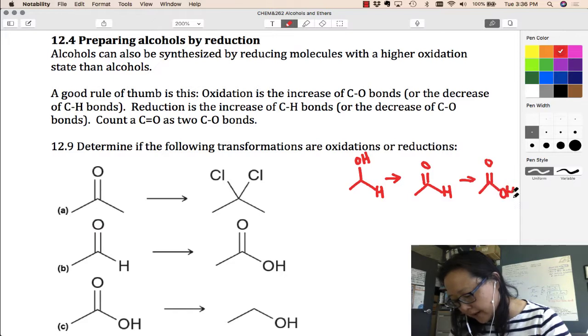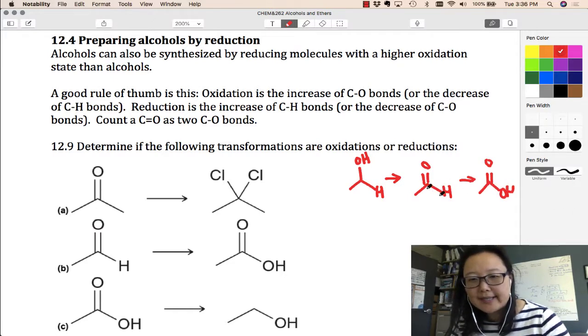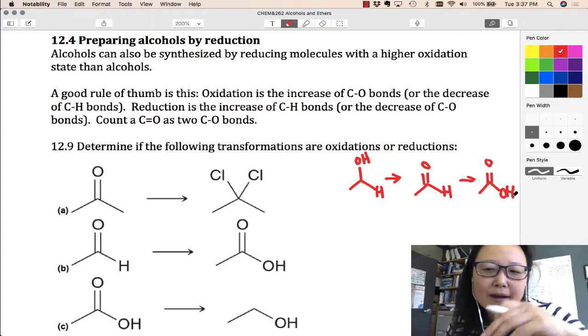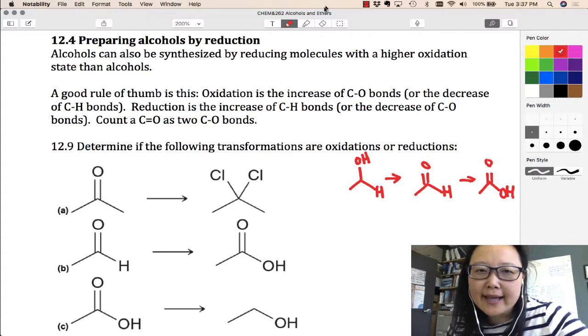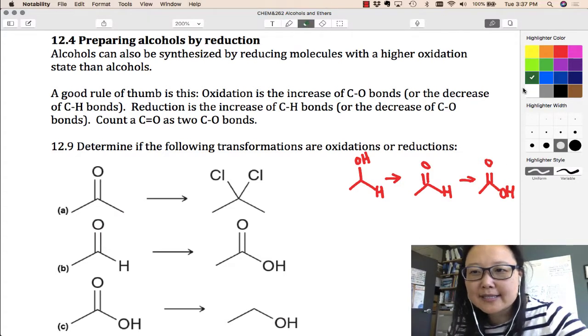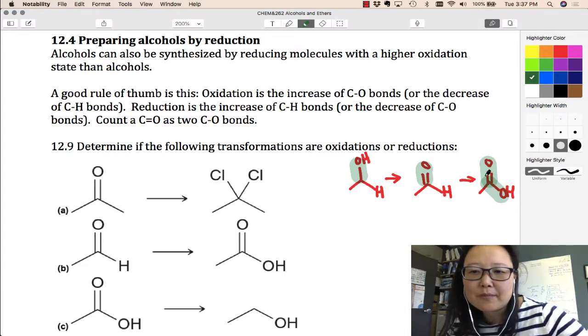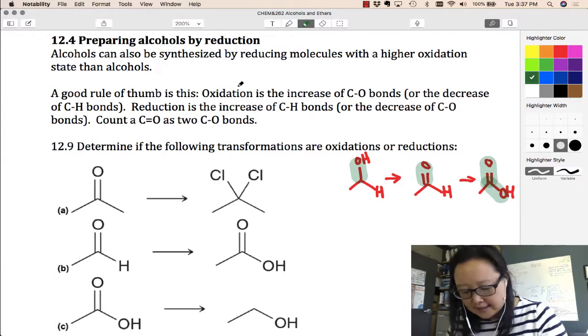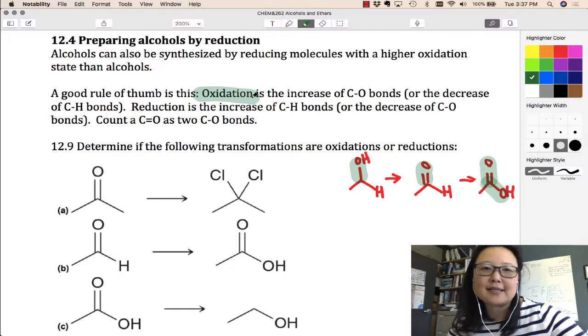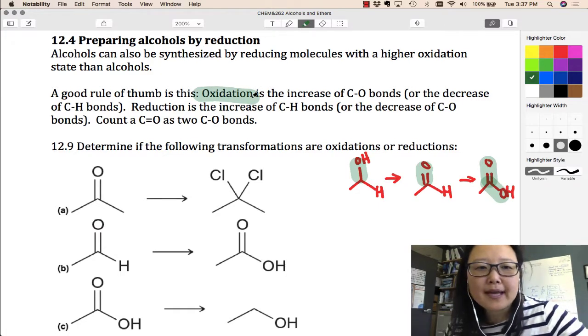This weak CH bond is susceptible to oxidation, which means an oxygen can insert itself in that bond. So let's highlight what's going on here. This is an oxidation series. I'm looking at one CO bond, now two CO bonds, now three CO bonds. I've increased the number of CO bonds, and that is one way of thinking about oxidation in a really simple sense. Another way is by looking at the reverse.